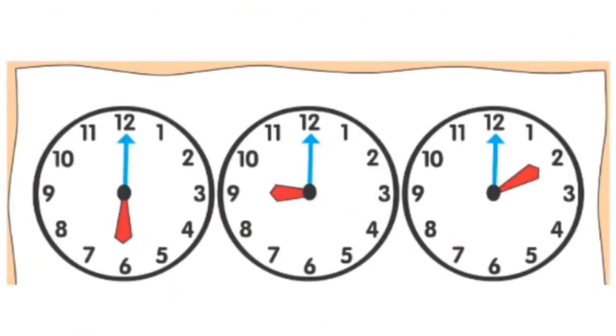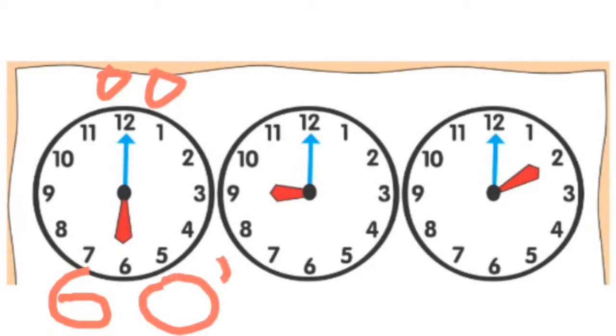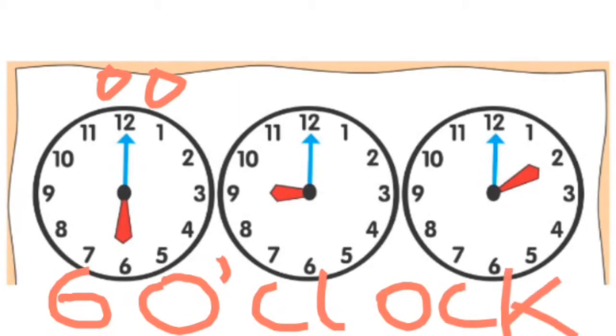Okay, now you can see we have different sets of clocks, right? Now, what is the time in the first clock? Tell me, what is the hour hand pointing to? Don't forget to read the hour hand first. Alright, so the hour hand is pointing towards 6. So the time is 6 what? The minute hand is pointing towards o'clock. I told you the minute reads what is outside. So 6 o'clock. Good. Clap for yourself.